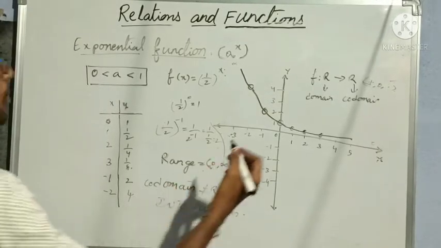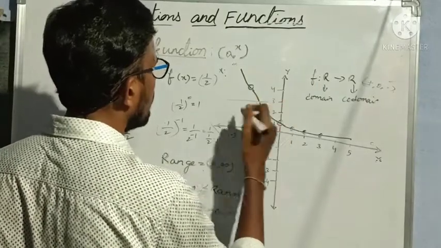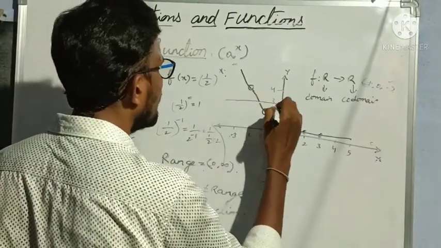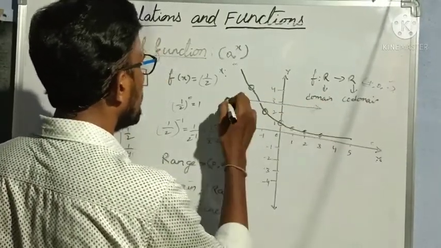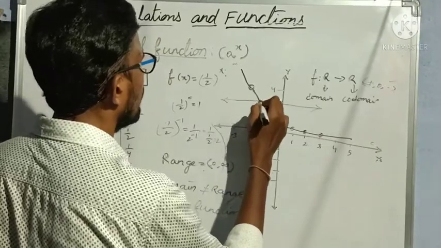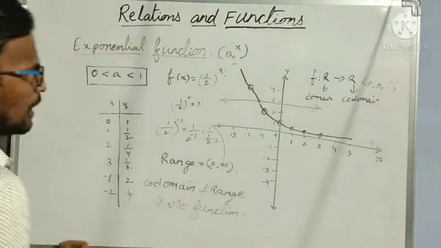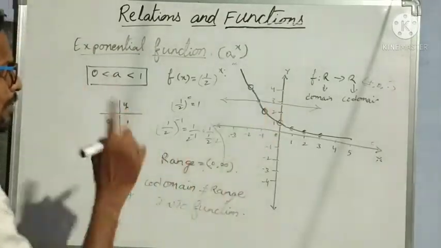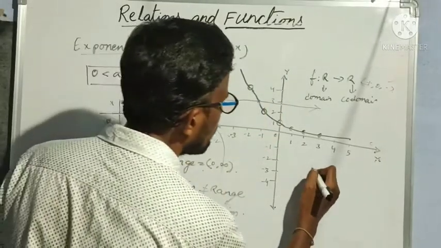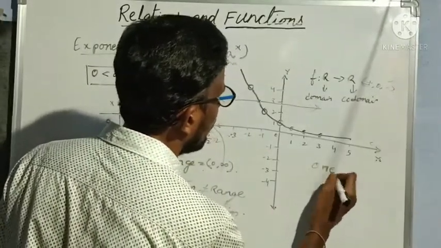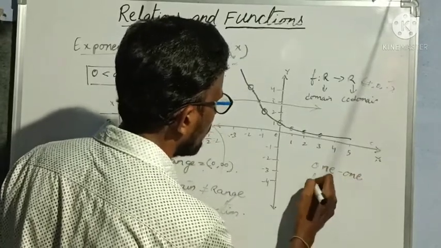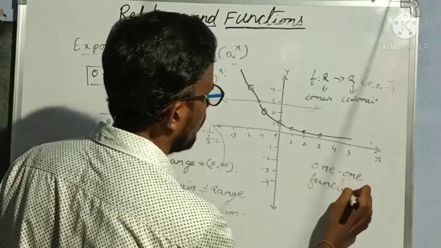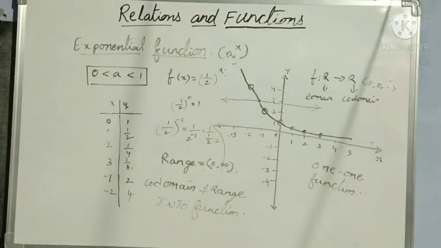Now again take the horizontal line test. Draw one horizontal line like this. At how many points of intersection is it? We are getting only one point of intersection. So this function is what type of function? 1-1 function. Right? This is a 1-1 function.